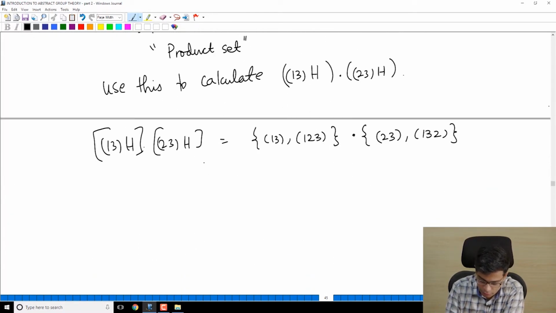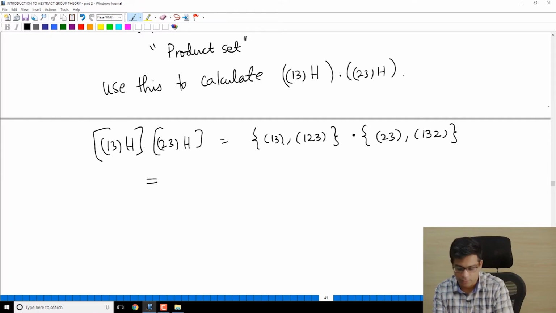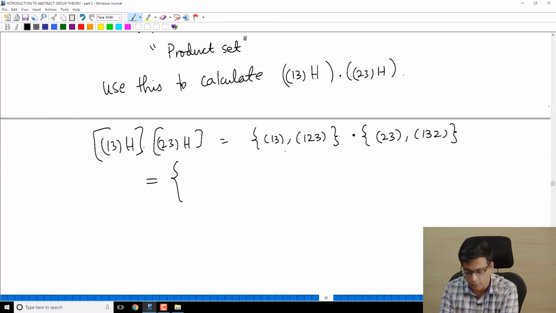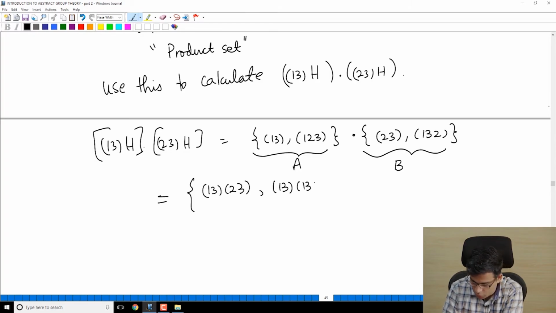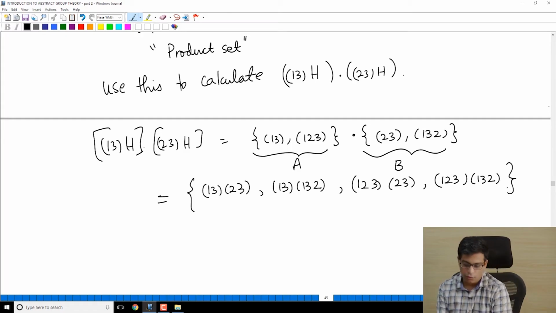So let's multiply them. What is this? You take an element from the first set. In my definition, I take this to be A, take this to be B. This becomes (1 3) times (2 3), (1 3) times (1 3 2), (1 2 3) times (2 3), and (1 2 3) times (1 3 2). Okay, those are the four products we have.